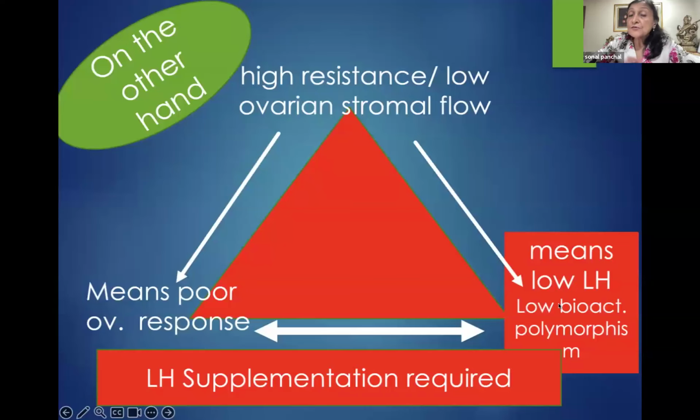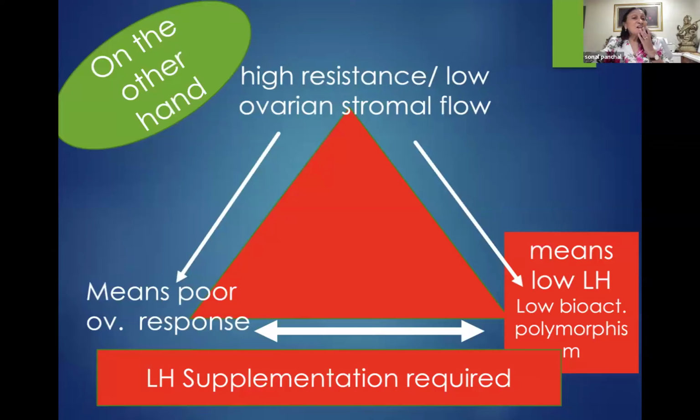But if the ovarian stromal flow is less, or it is a high resistance flow, yes, it does mean that the ovarian response is going to be poor, but it also means that LH is either low or of low bioactivity, or there is a receptor polymorphism. And it is in these cases that the LH secreted is not perceived by the follicles or by the ovary. And therefore, it is in these cases that LH supplementation is required.